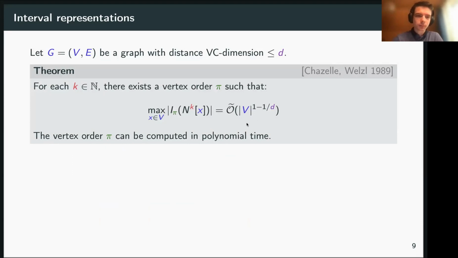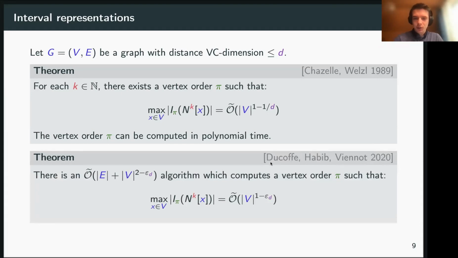Okay. So what this theorem says is that we actually can compress the whole neighborhood information. If we have the k-adjacency matrix, we can compress this whole information into subquadratic memory by appropriately permuting vertices and keeping the interval representation. And actually, we can compute a good vertex order pi in polynomial time. Okay, so we can compute such a vertex order that is sublinear, but unfortunately, this polynomial is not subquadratic, and we want to use this technique to solve the diameter problem in subquadratic time. So we need an algorithm that works in subquadratic time.